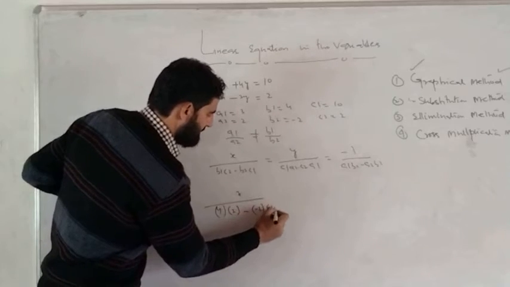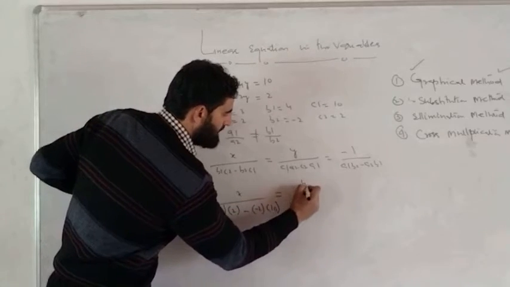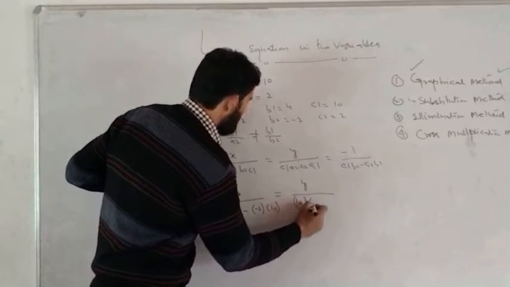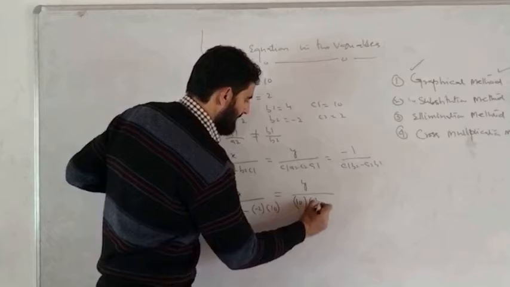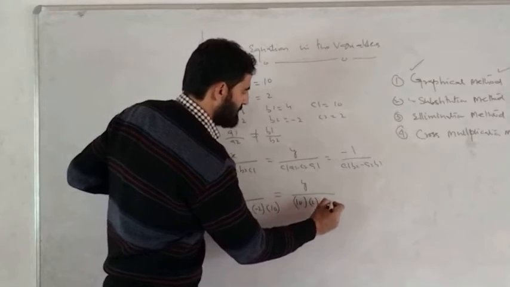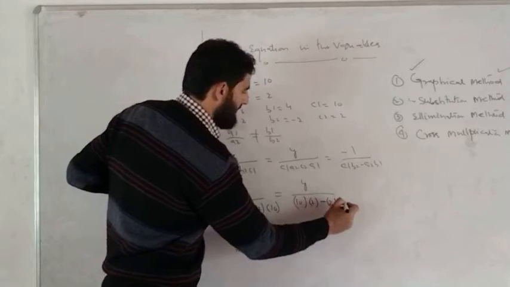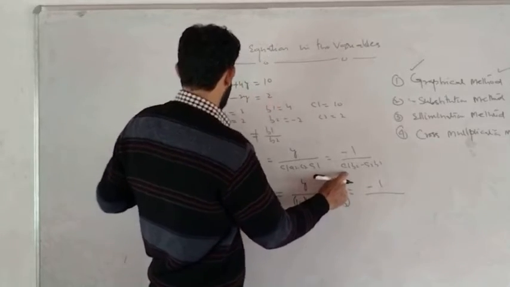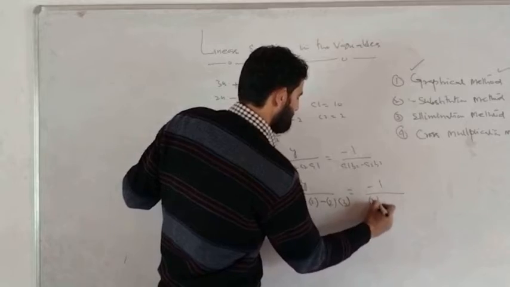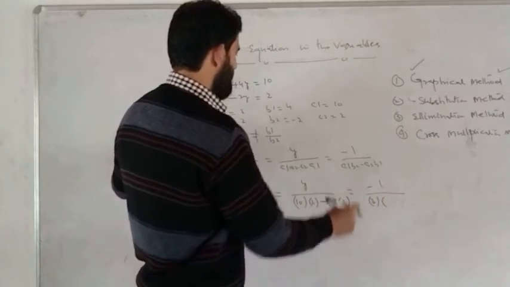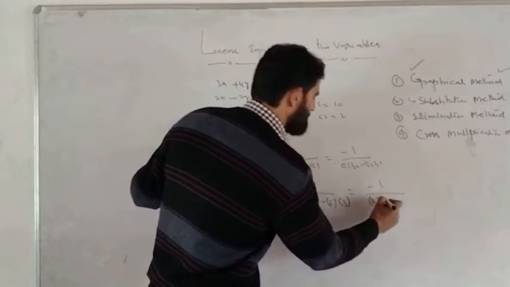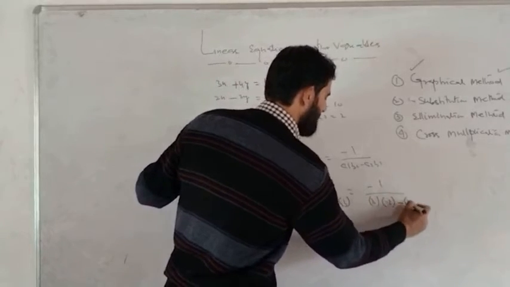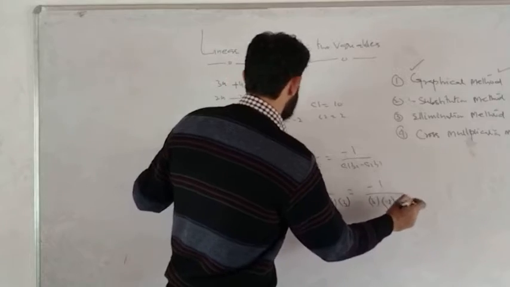It is 10, is equal to y divided by c1, c1 is 10, into a2, a2 is 2, minus c2, c2 is 2, into a1, a1 is 3, is equal to minus 1 divided by a1, a1 is 3, into b2, b2 is minus 2, minus a2, a2 is 2, into b1, b1 is 4.